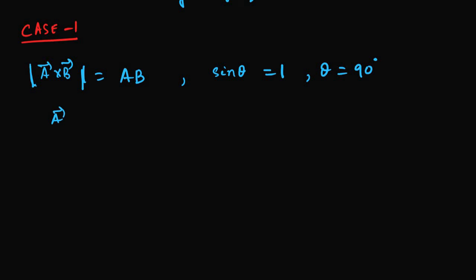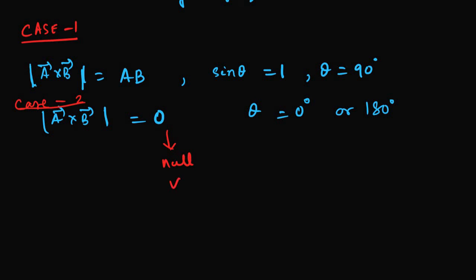If the modulus of A cross B is giving you 0, then theta could be 0 or 180 degrees, as we know. So the cross product of a vector with another vector will be a null vector if they are parallel or anti-parallel. So this is the second case. If the cross product of two vectors gives you a null vector, then you must say the two vectors are parallel or anti-parallel to each other.